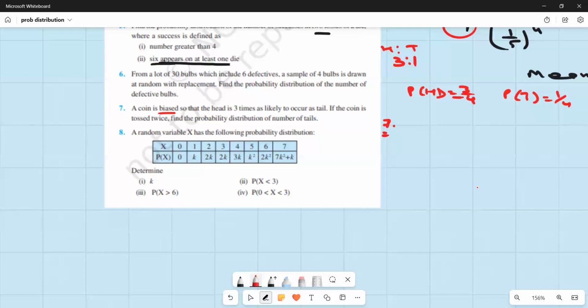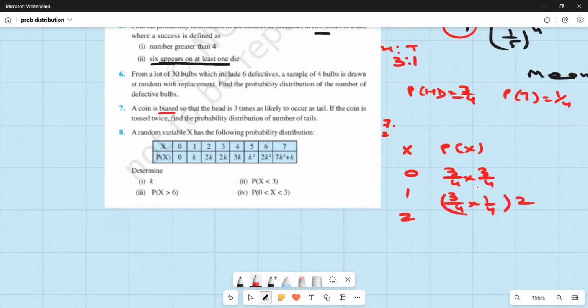If the coin is tossed twice, find the number of tails. So x is number of tails. So 0, 1 and 2. So px, there is no tail, means both the heads are there. So 3 by 4 into 3 by 4, right? One head and one tail: 3 by 4 into 1 by 4 into 2. Then both the tails are there: 1 by 4 into 1 by 4. This is your px. Clear?